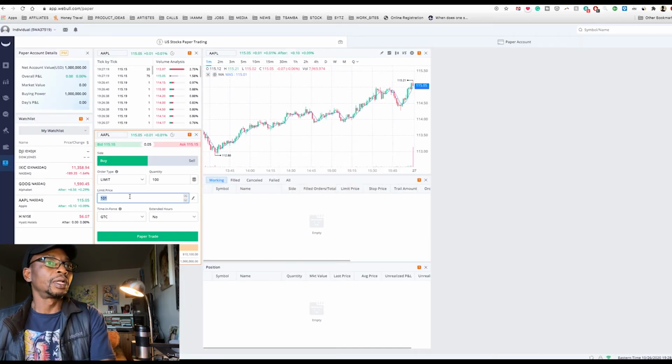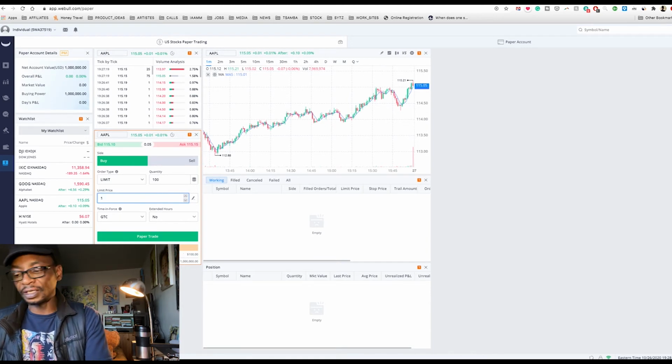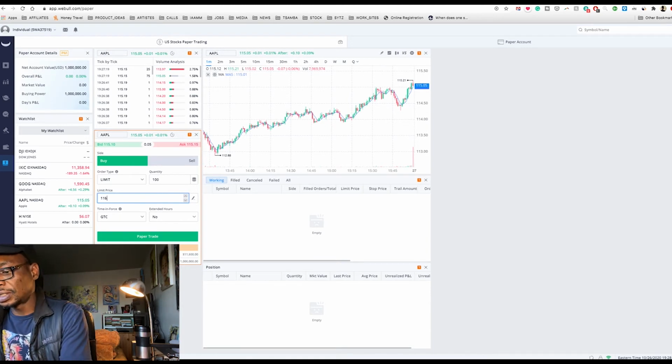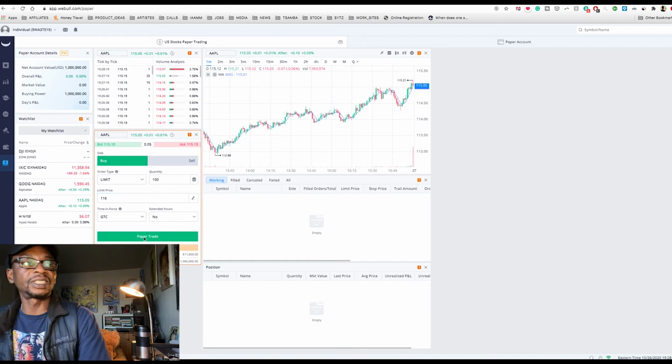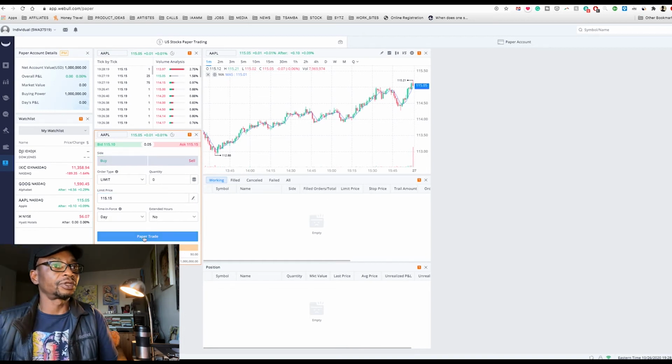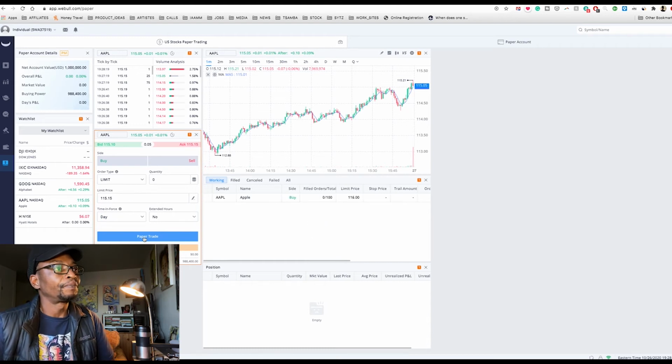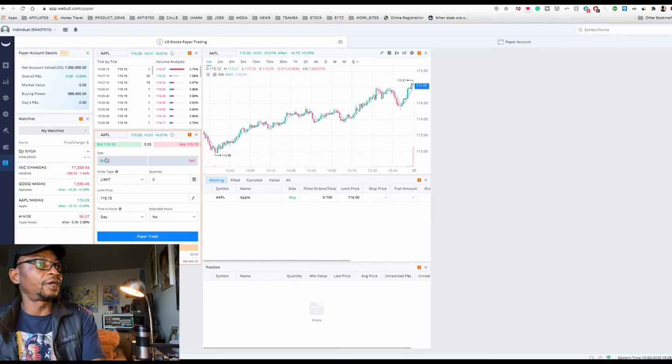No. Let's go closer to the limit price and last price. So the last price for Apple was 115. Let's say 116. If it goes above 116, I don't want to execute the trade. So my trade has been successfully put in. And tomorrow I'll just come back here and look through the paper trade, see how it did.